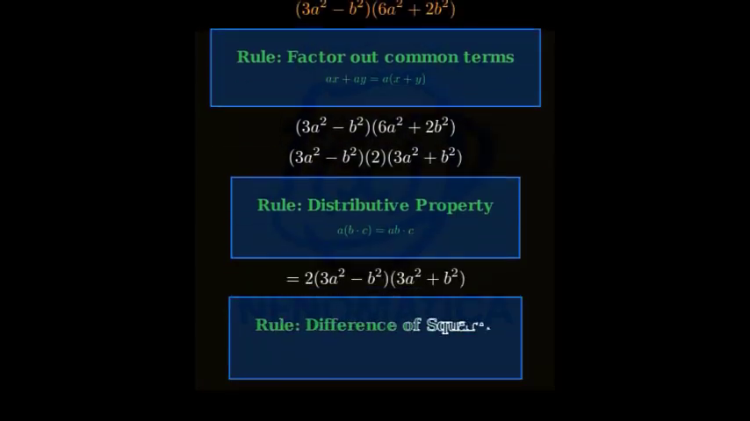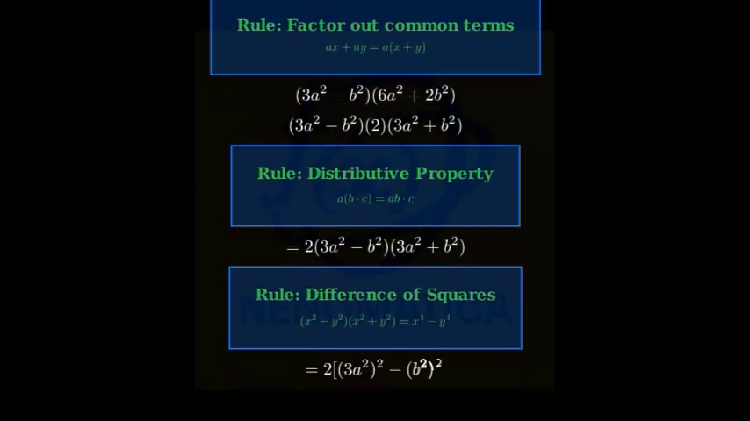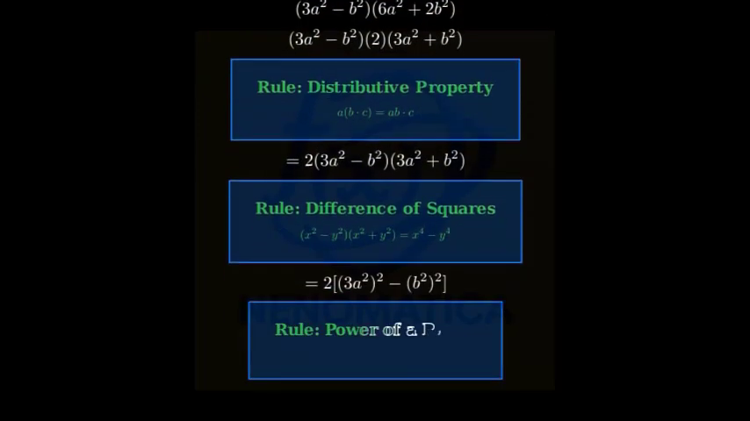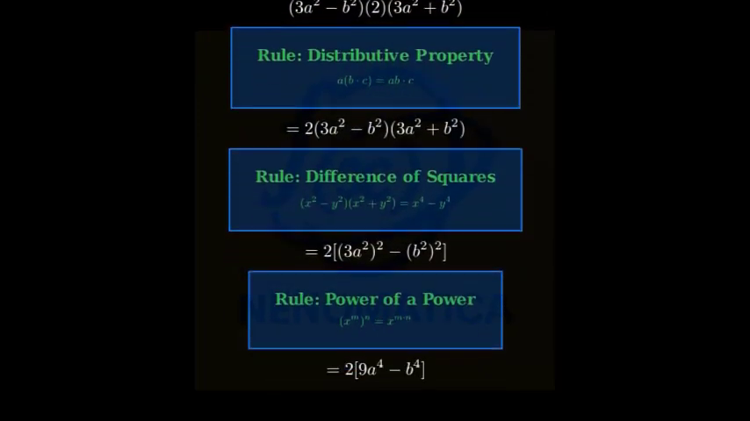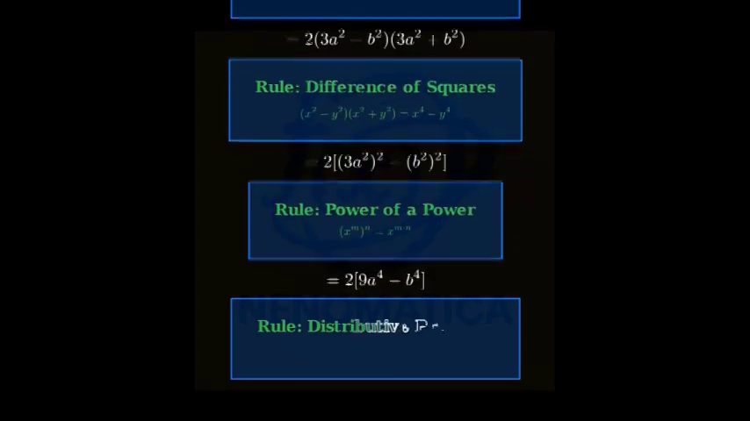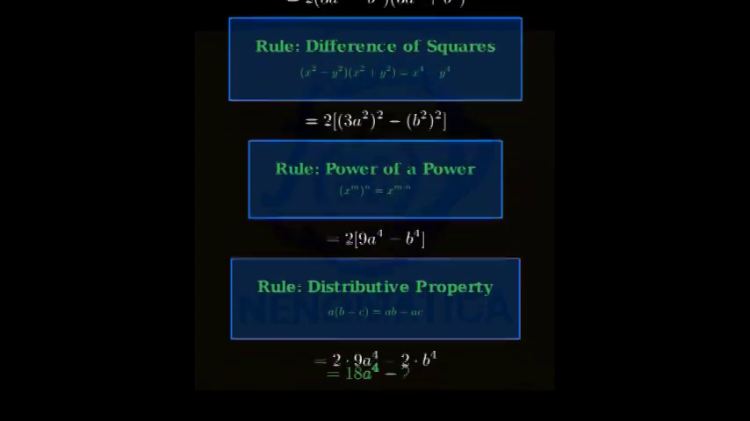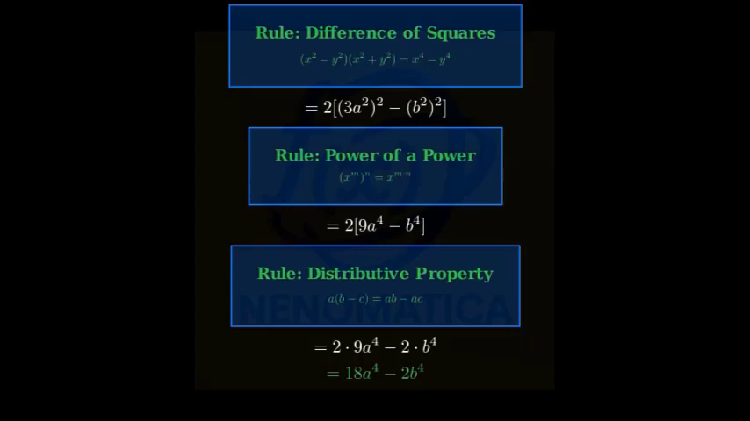Now, we recognize that we have an expression in the form of a squared minus b squared times a squared plus b squared, which is a difference of squares pattern. This simplifies to a to the power of 4 minus b to the power of 4. Let's simplify the powers in our expression. 3a squared, squared equals 9a to the fourth power, and b squared, squared equals b to the fourth power. Finally, we distribute the constant 2 to get our final answer. 2 times 9a to the fourth minus 2 times b to the fourth, which equals 18a to the fourth minus 2b to the fourth. Now, let's move on to our second example.